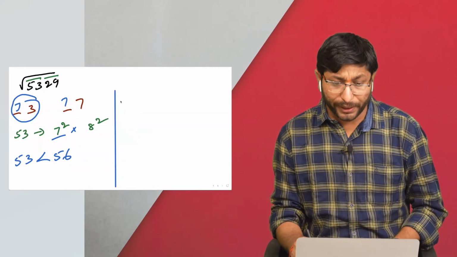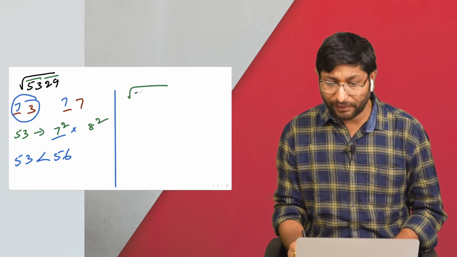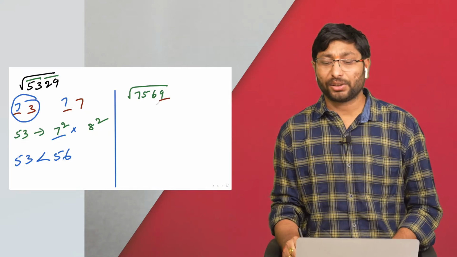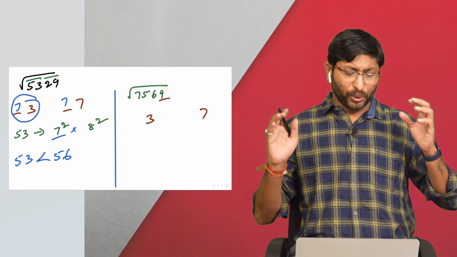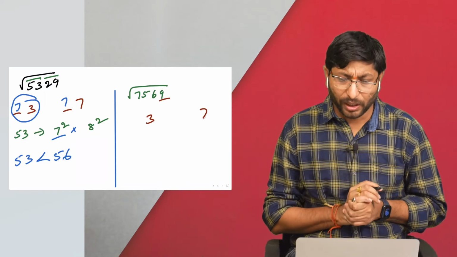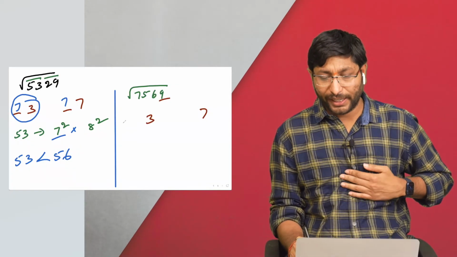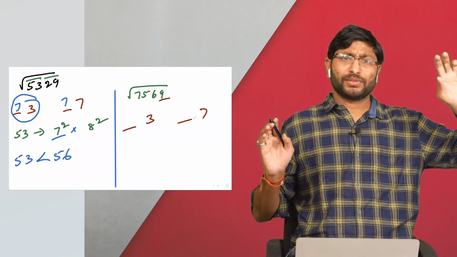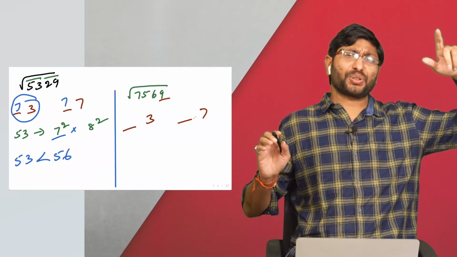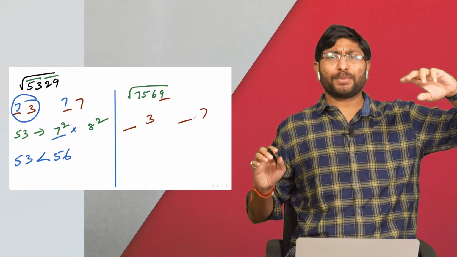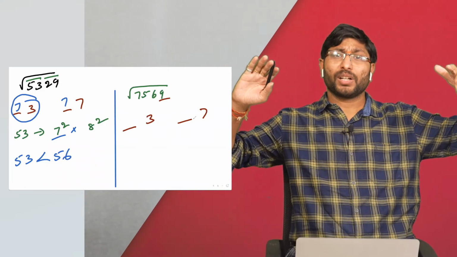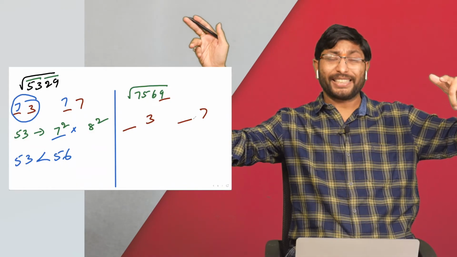One more thing. Square root of 7569. Again 7569, ending with 9. So 3 and 7. Can we do it in direct steps? Yes. 3 and 7, dash and dash. 75 comes between 8 square and 9 square. 8 square is 64, 9 square is 81.